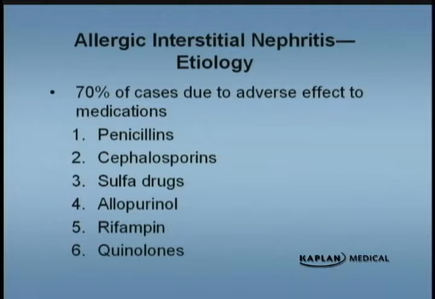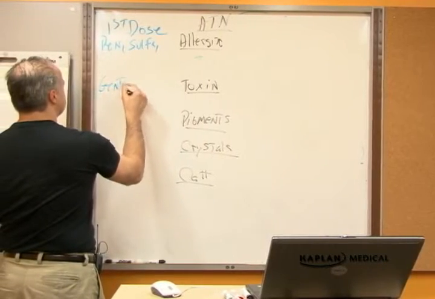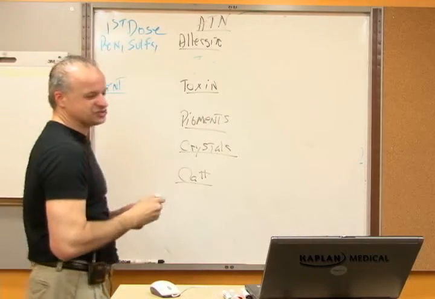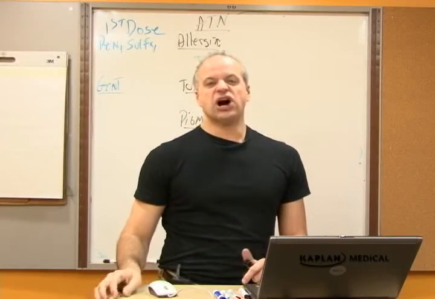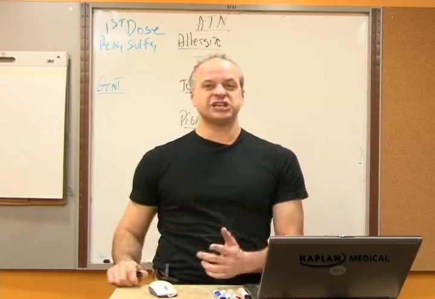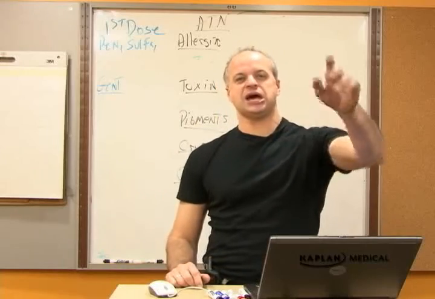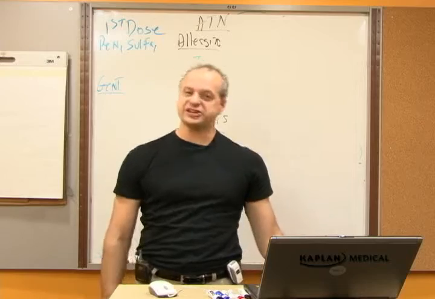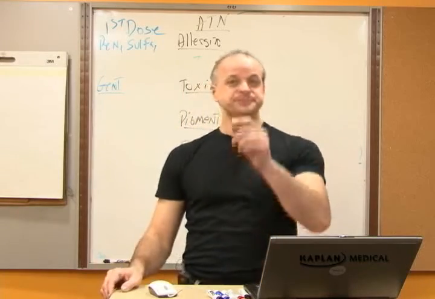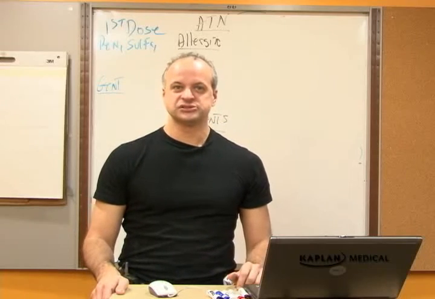Now, what's the difference between that and something like aminoglycosides? Aminoglycosides like gentamicin, tobramycin, and amikacin need 5 to 10 days to build up. Now, allergic interstitial nephritis, what's the difference? They happen right away. What substances are human beings allergic to? Human beings are allergic to penicillins and sulfa drugs. 10% of the general population is allergic to penicillins and sulfa drugs.